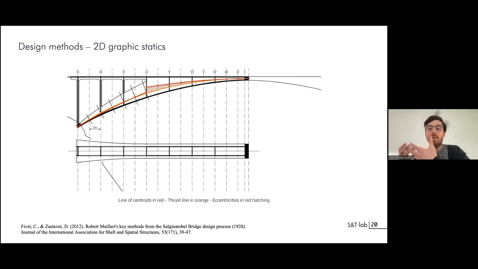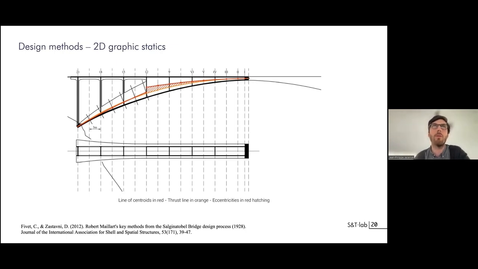So all the material that is used is used in a nice way from a structural point of view. And compression is probably the most efficient way to carry loads to the ground.